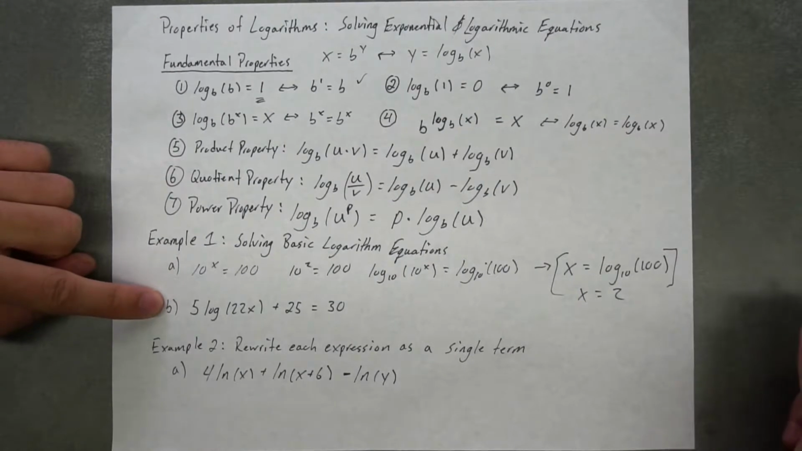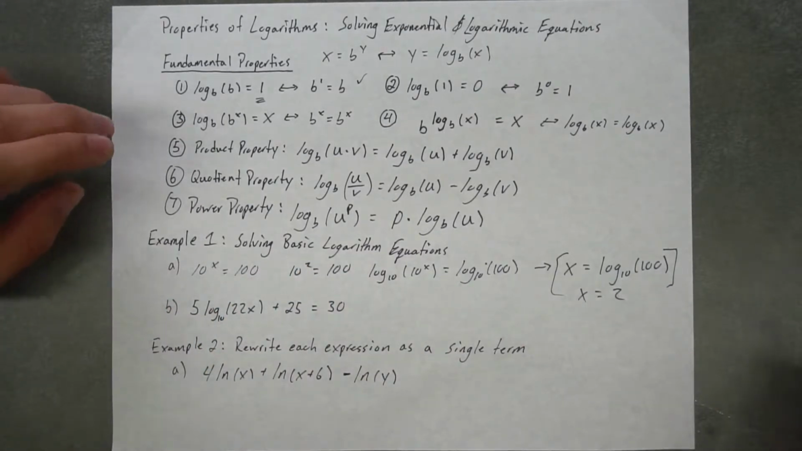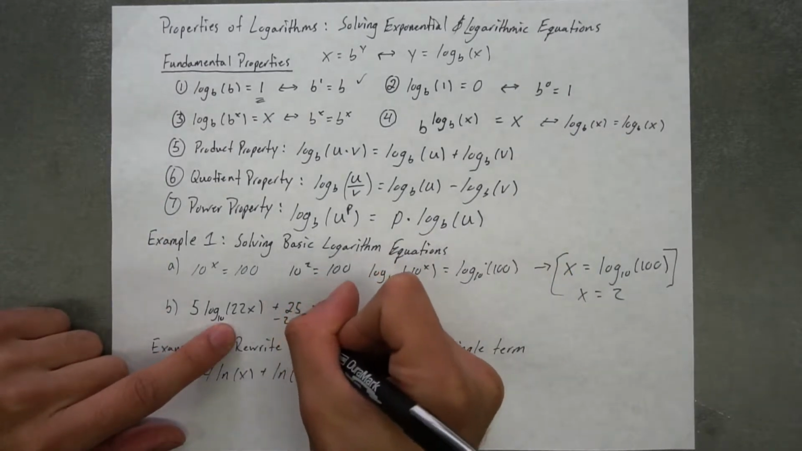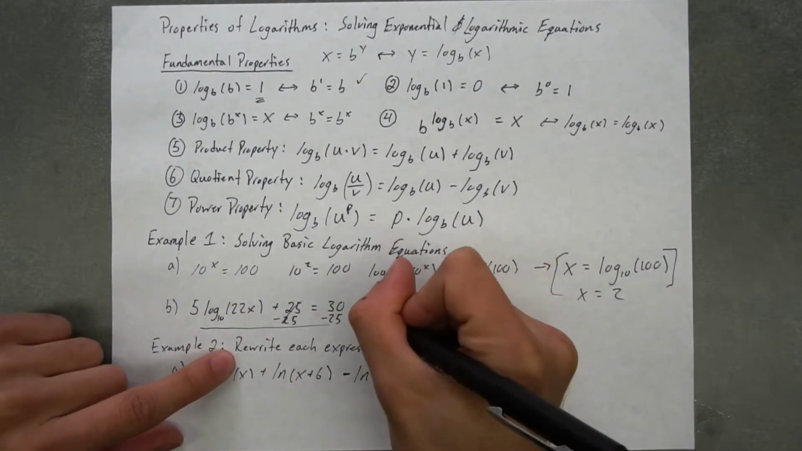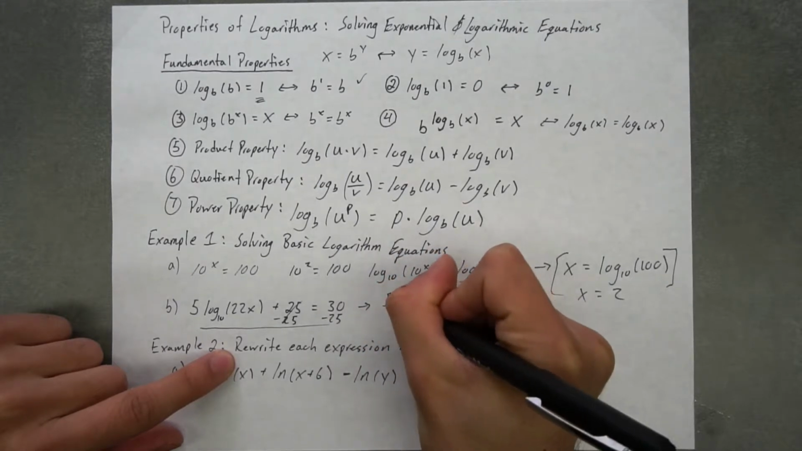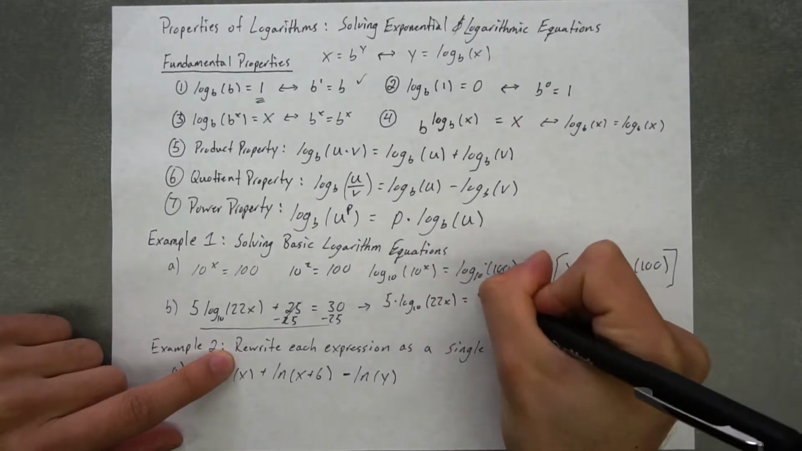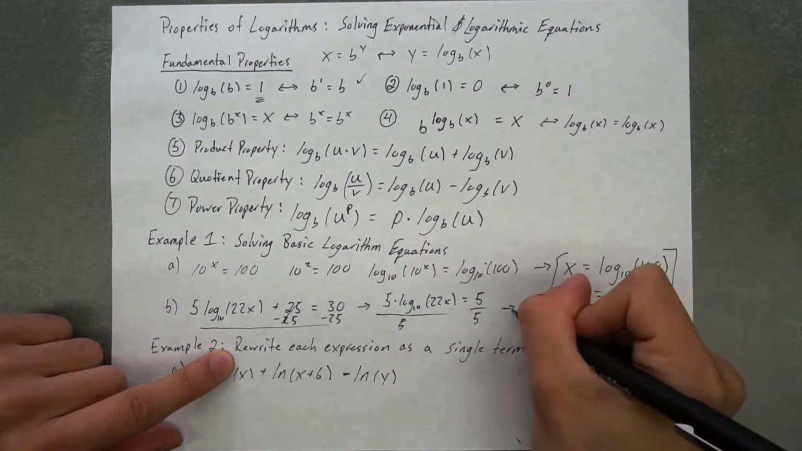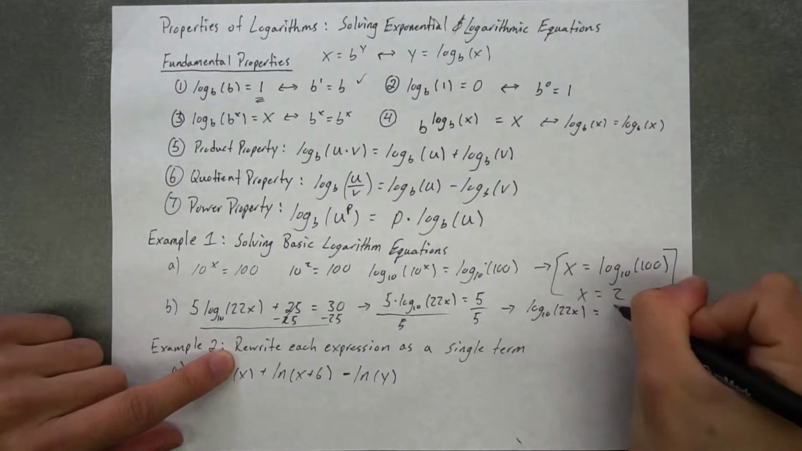Alright, so for the second problem, we have 5 log base 10 of 22x plus 25 is equal to 30. So we're going to solve for x. We're going to subtract 25 from both sides of the equation. Then this becomes 5 times the log base 10 of 22x is equal to 5. We're going to divide by 5 on both sides of the equation. That becomes log base 10 of 22x is equal to 1.